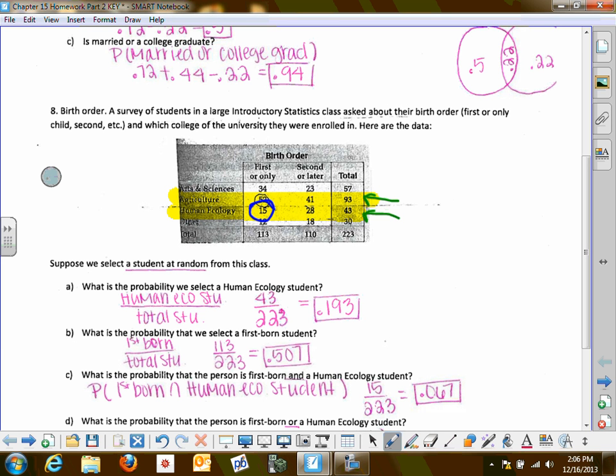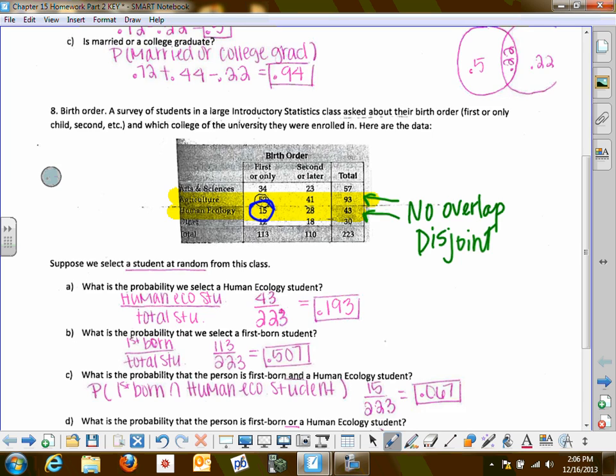Since agriculture and human ecology are separate rows, parallel to each other, and have no overlap, what do you have to say about them being disjoint? They have no overlap? Correct. So they are disjoint. Agriculture and human ecology are disjoint.